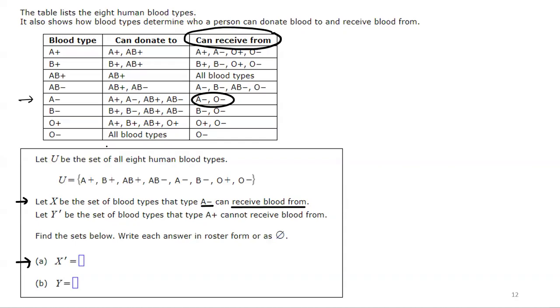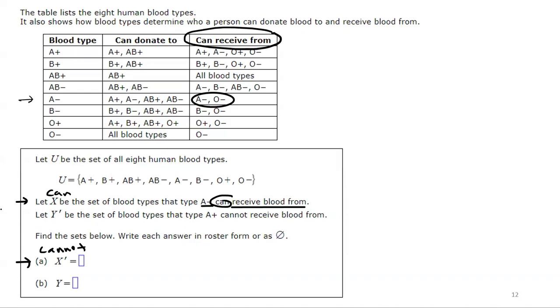Now, what is this asking? X prime. That's going to be the opposite. Whatever is left over, we don't want. So in this case, if X means they can, X prime means they cannot. Does that make sense? So if X means they can get it, X prime means, well, I cannot.